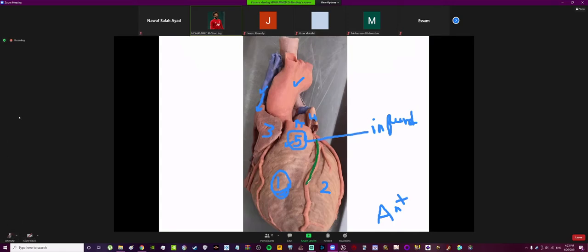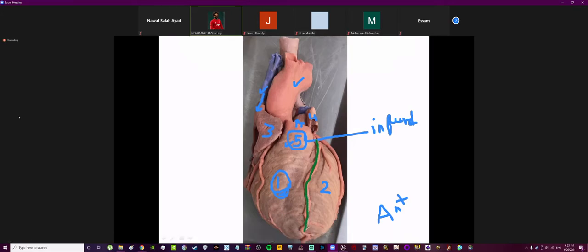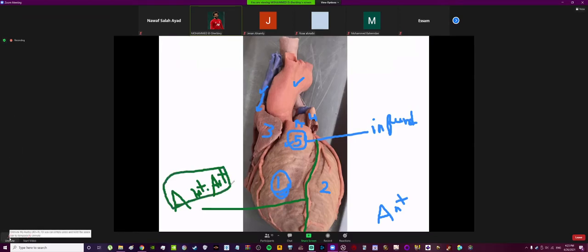Identify this artery. Anterior interventricular artery. Excellent. What is the branch of this artery? Branch from where? Anterior interventricular. From the left coronary artery. Yes, the left coronary artery. One of the branches of the left coronary artery.